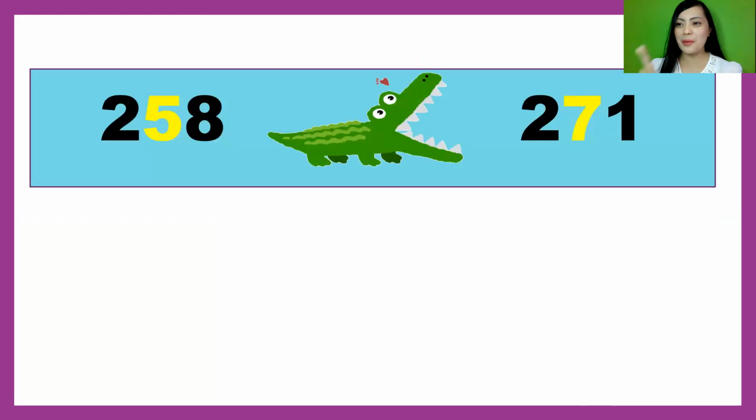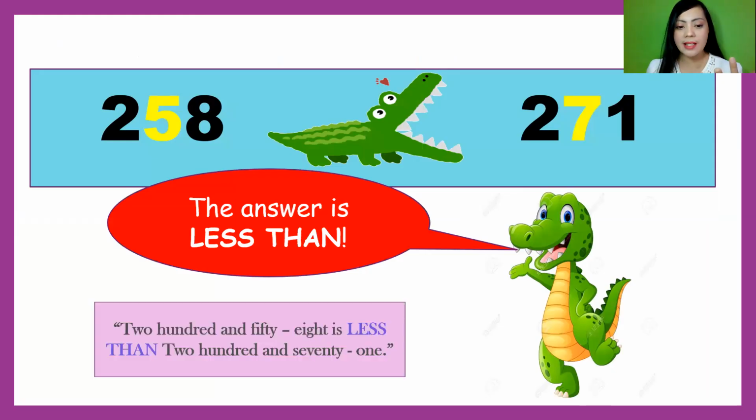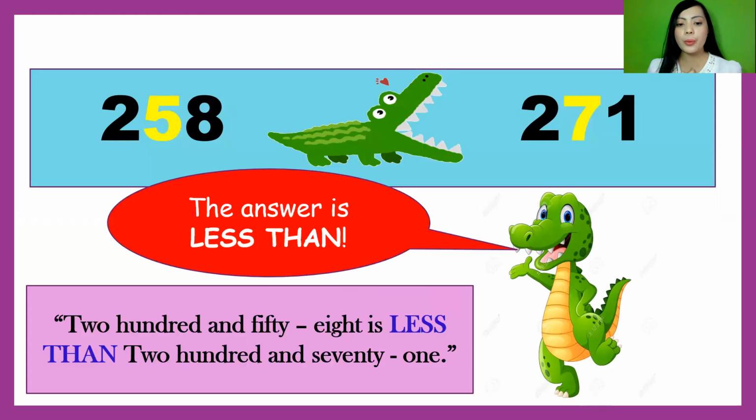The hungry alligator will eat 271 because it is bigger than 258. So the answer is less than. Read with me: 258 is less than 271.